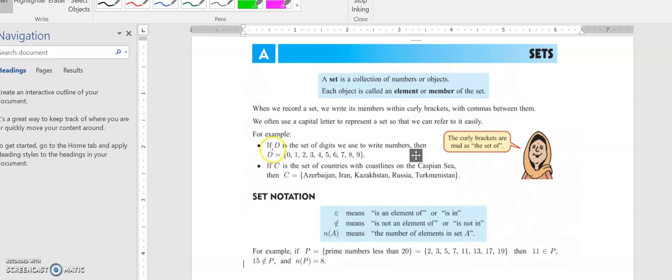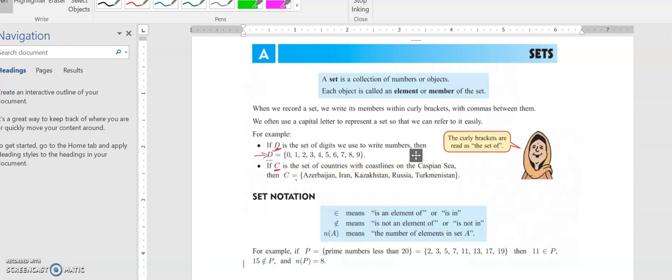Suppose we have set D right here, right? D is defined to be all the digits that we can write a number with. So that would be 0, 1, 2, 3, 4, 5, 6, 7, 8, 9, right? So this is the set of all these numbers. Another set, C, is defined as all the countries with coastlines on the Caspian Sea. So C would be Azerbaijan, Iran, Kazakhstan, Russia, and Turkmenistan. Okay? So that's all a set is. It's just a collection of numbers or items, okay? And each one of these is a member of the set.